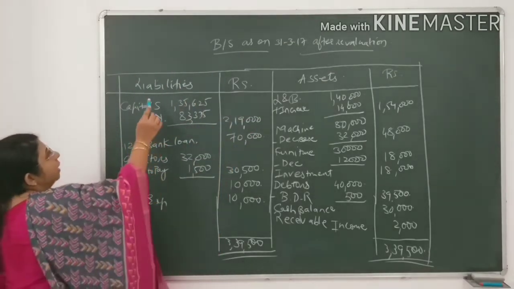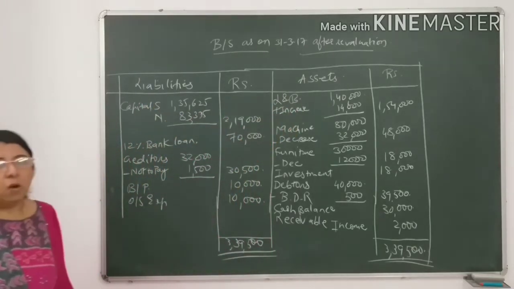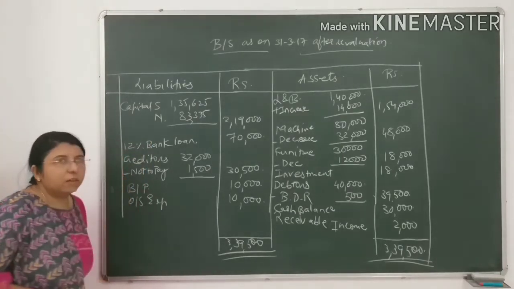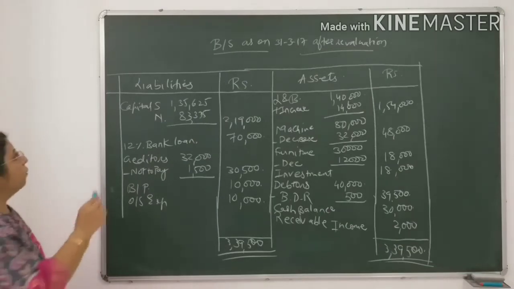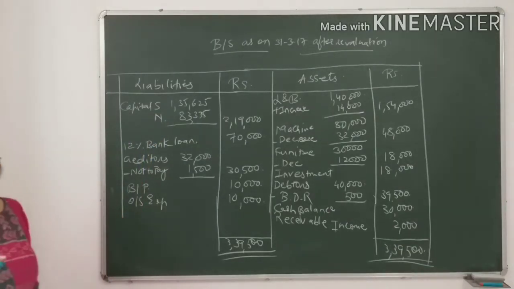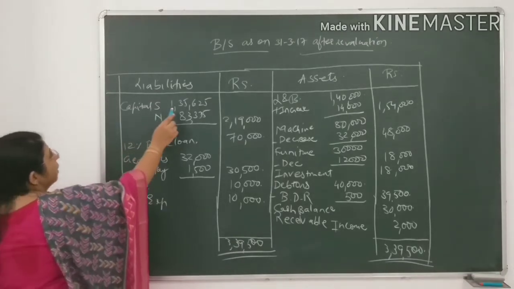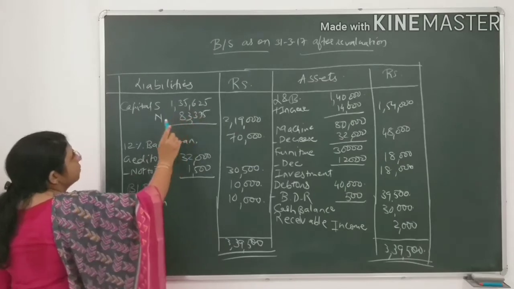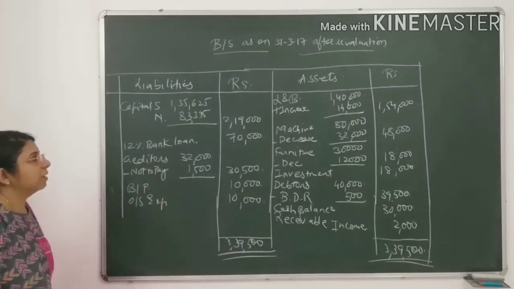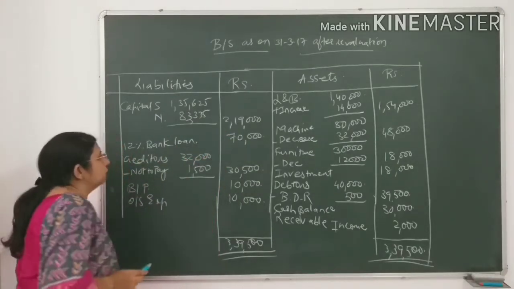The format of the balance sheet you are knowing: liabilities rupees, assets rupees. Now first of all, the first entry, that is capital, you are knowing very well, we write on the liability side. We have already found the closing capital of Sargent and Nirmi by preparing the partners' capital account. The closing balance of S came to 1,35,625, and that of Nirmi came to 83,375. The total of it we put in the outer column, that is 2,19,000.